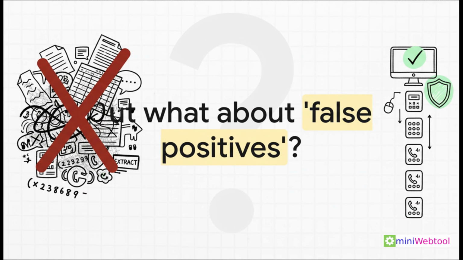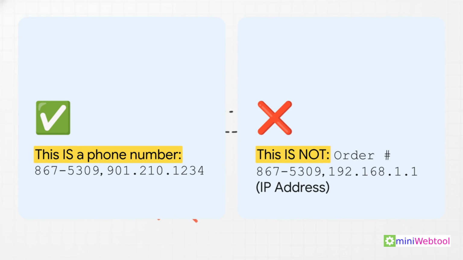But wait, there's one last problem, and it might be the trickiest of all. How do you stop your search from finding things that look like phone numbers but aren't? We're talking about false positives. This is such a great example of the problem. How does a search tool know that the number after order number isn't a phone number, or that a string of numbers with dots is actually an IP address? It all comes down to context, and a simple search has zero understanding of context.